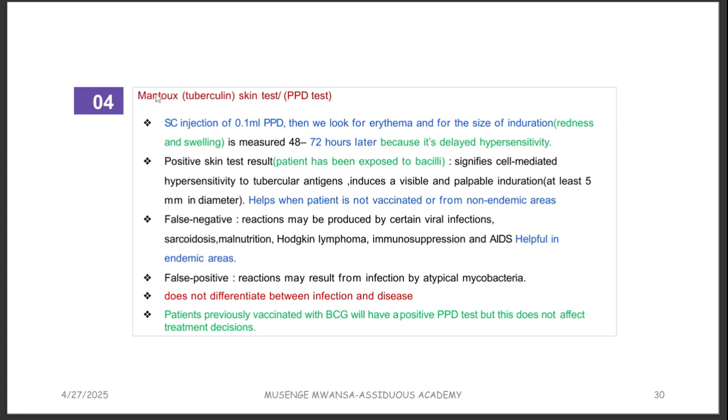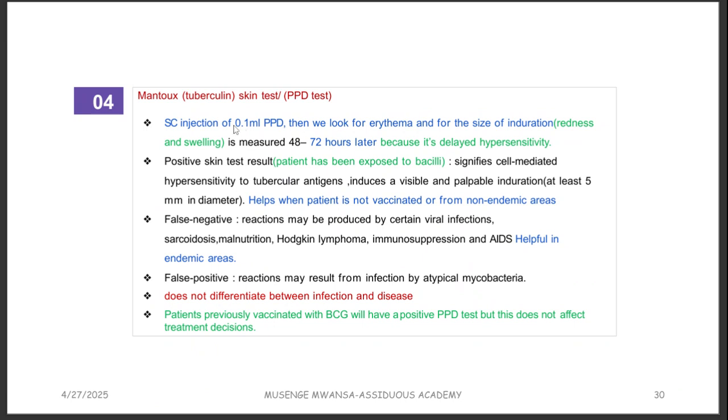You can also do the Mantoux or the tuberculin skin test. For the tuberculin skin test, what you basically do is inject the dead bacteria into the skin, and then you are going to see the area of induration, the area that has swollen. You measure the size, but when you do that injection, the surrounding skin is going to be red. You don't consider the red skin or the erythema. You only look at the area that is swollen.